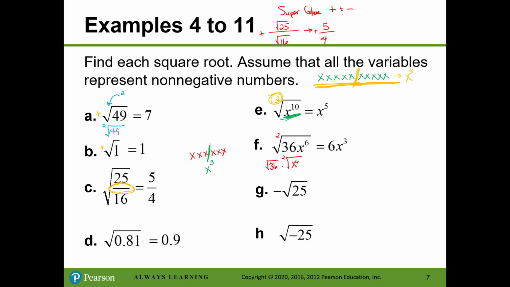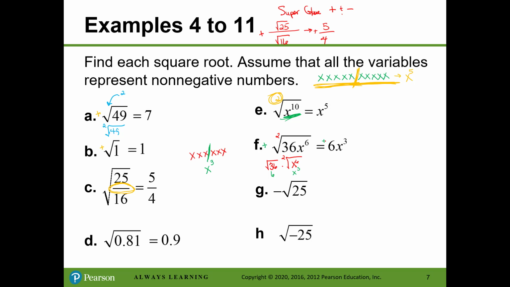Which is why your answer is 6 from the 36, and x to the third from the x to the power of 6 being cut in half. Cool? Okay. But again, positive sign in front, this answer is also positive, isn't it? Okay, look at letter G.